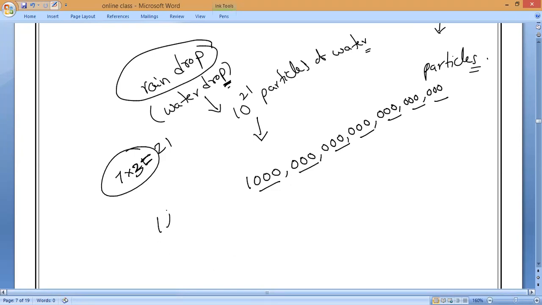Then if you take 1 liter of water, it itself contains millions of droplets. Is it yes or no? In 1 liter of water, millions of drops are present.